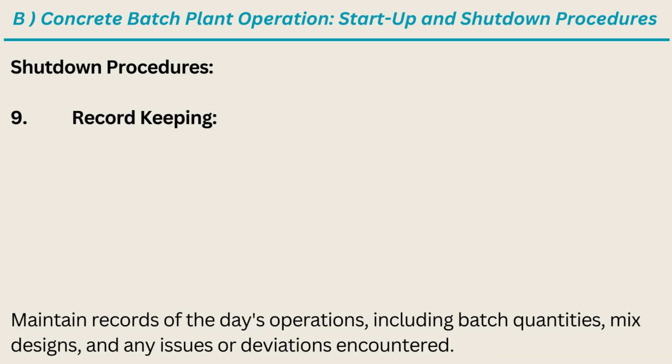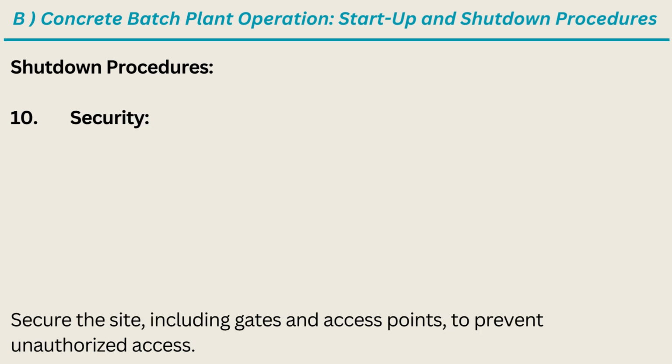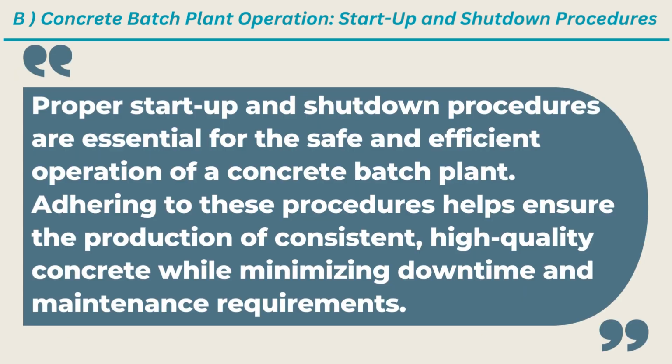9. Record keeping. Maintain records of the day's operations, including batch quantities, mix designs, and any issues or deviations encountered. 10. Security. Secure the site, including gates and access points, to prevent unauthorized access. Proper startup and shutdown procedures are essential for the safe and efficient operation of a concrete batch plant. Adhering to these procedures helps ensure the production of consistent, high-quality concrete while minimizing downtime and maintenance requirements.